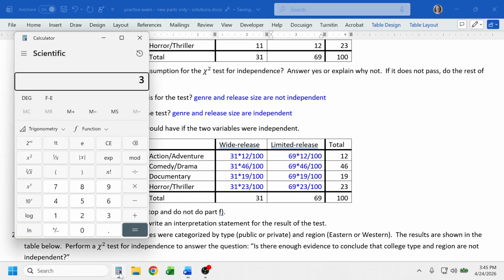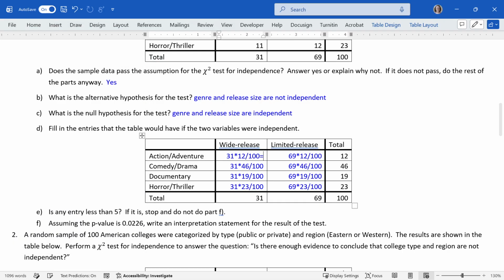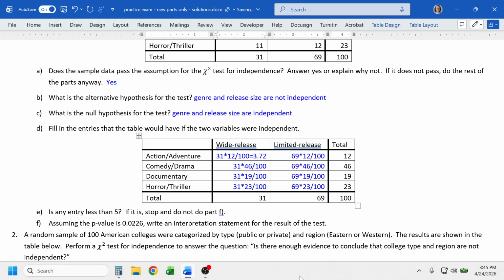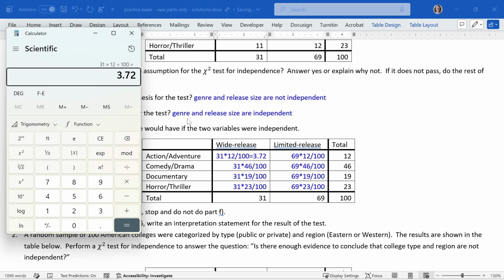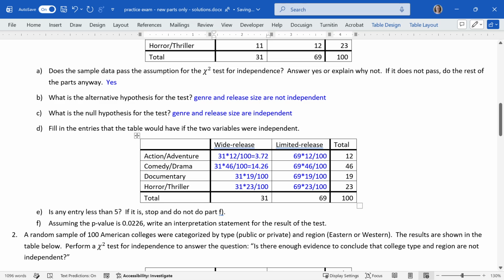Okay, so if I'm doing this on paper, I'm just going to take my calculator and do 31 times 12, divide by 100, no parentheses needed, so it's 3.72. Then 31 times 46, divide by 100, 14.26. And then I'm just going to pause and do the rest of these so you guys don't have to watch me punch buttons over and over.